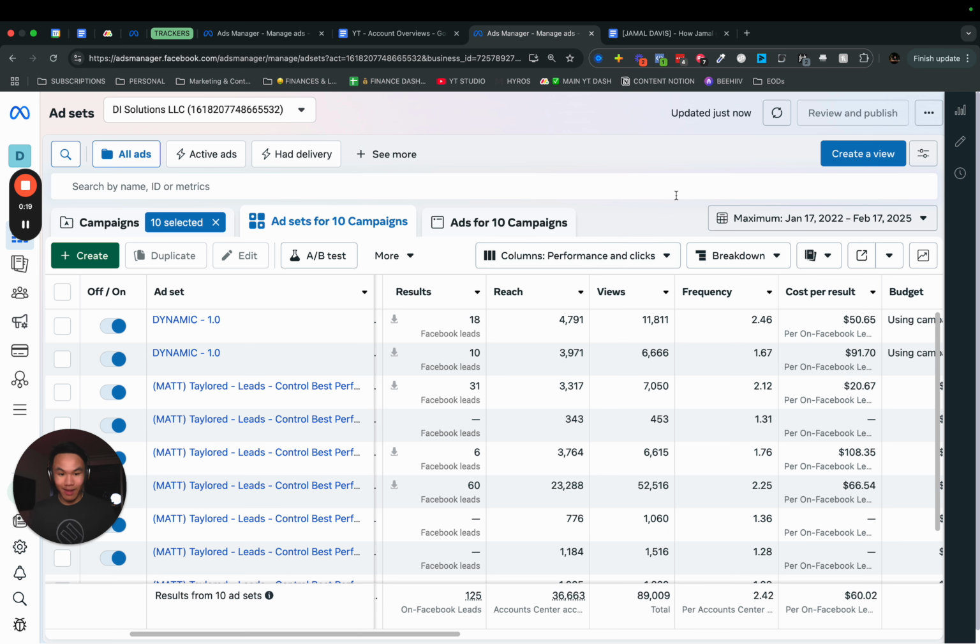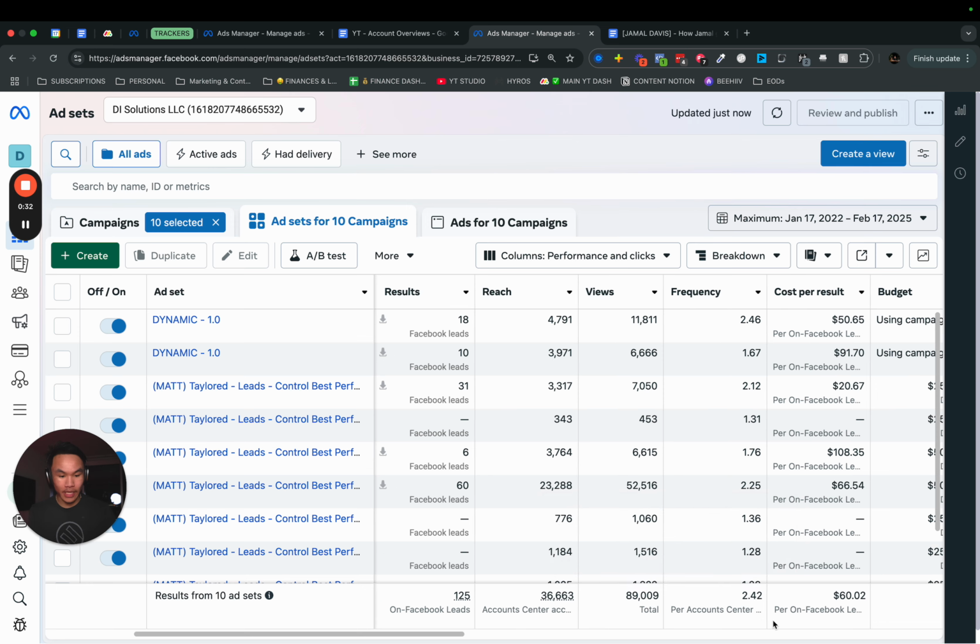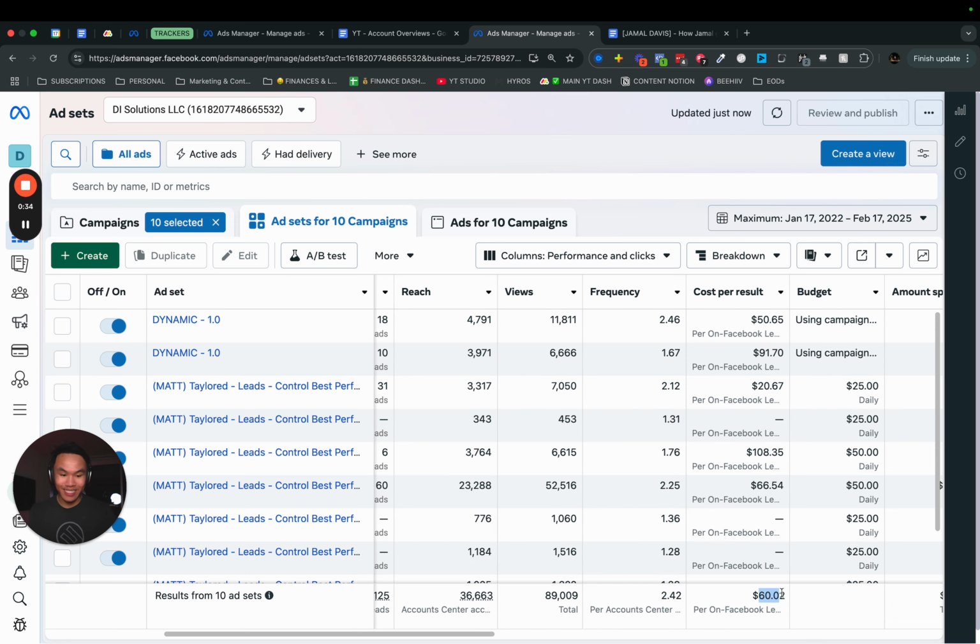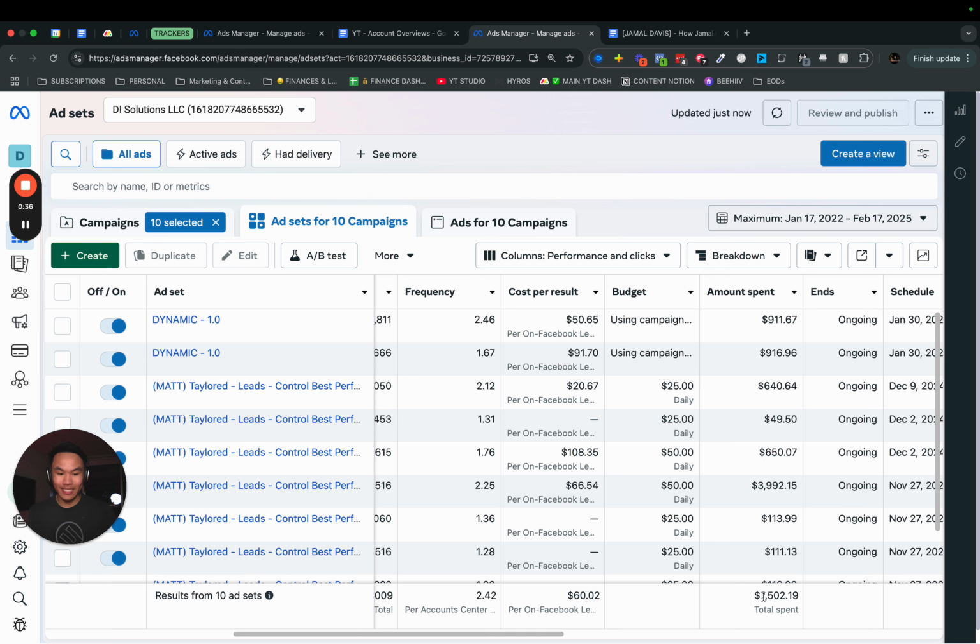So with this client, he's been with us for almost 3 months now. And in that time, we generated exactly 125 leads on Facebook at an average of a $60 cost per lead. And he spent a little over $7,500 in ad spend.